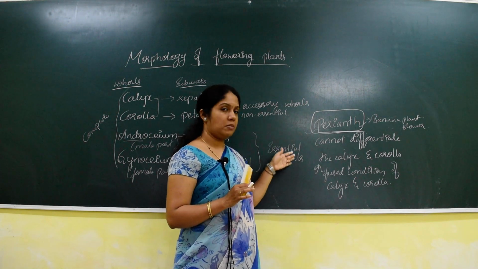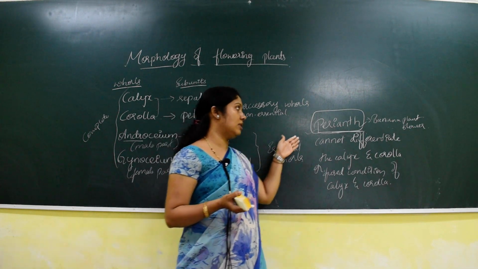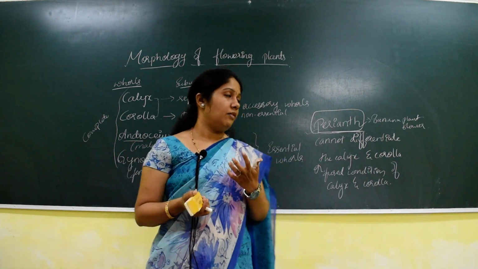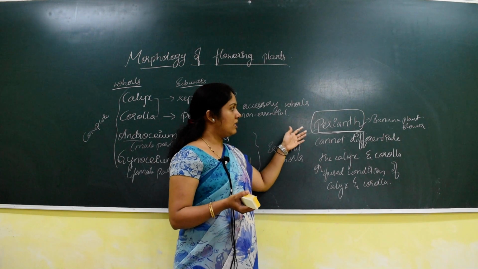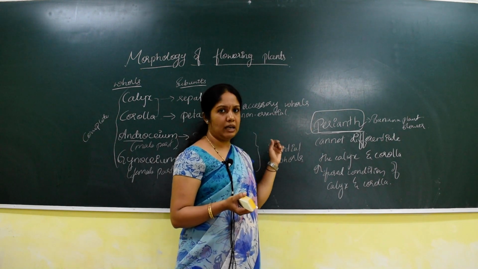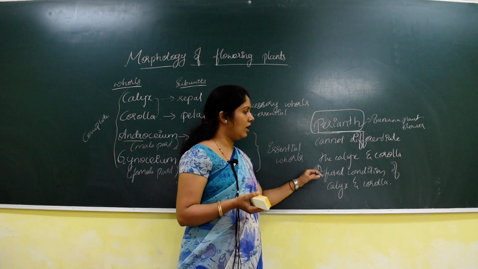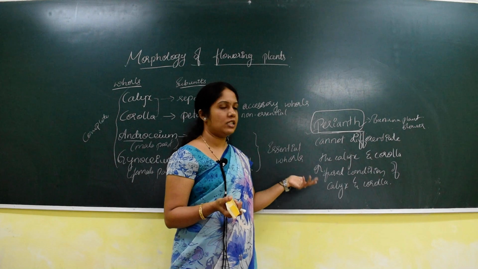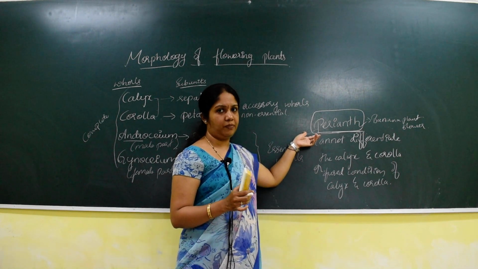Understood? Onion is also a best example which exhibits the perianth, where we can't differentiate the calyx and corolla in the onion flowers. So the Liliaceae family exhibits the perianth condition. So what is perianth? It is a condition where we can't differentiate calyx and corolla, or the fused condition of calyx and corolla itself results in a condition called perianth. Understood?